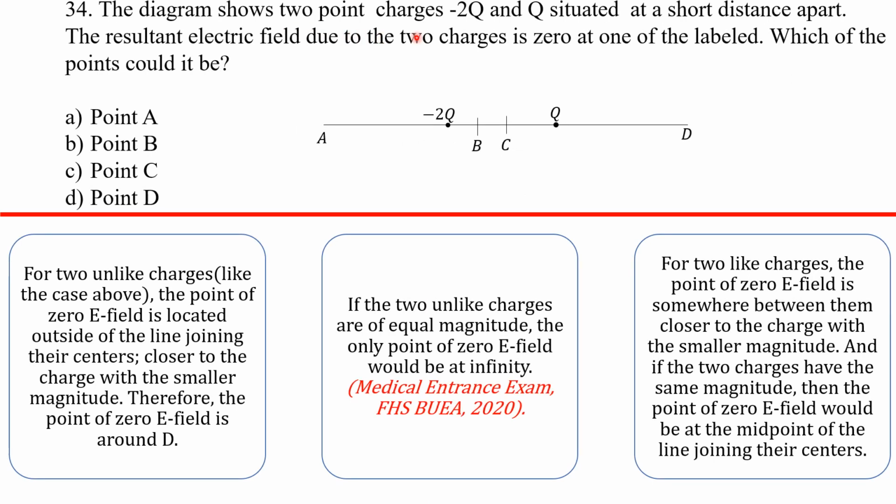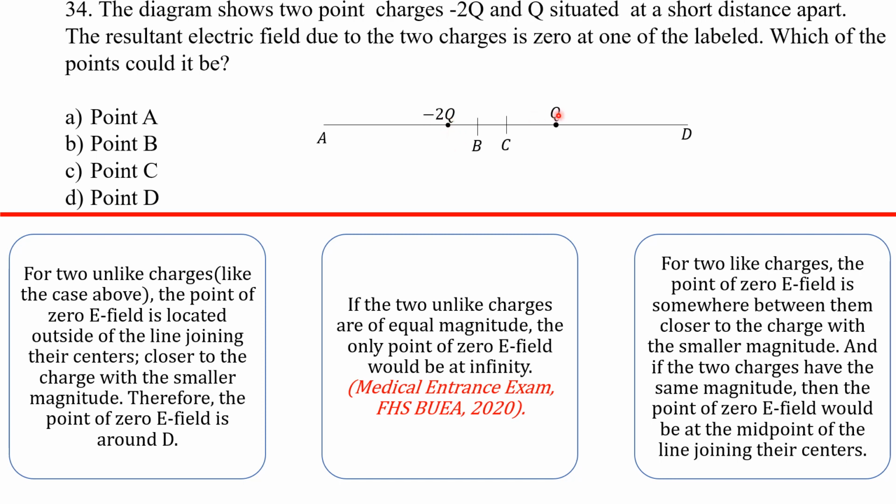Diagram shows two point charges, negative 2q and q, situated a short distance apart. The resultant electric field due to the two charges is 0 at one of the labeled points. Which of the points could it be? All right, so clearly there are some explanations you have to know here.